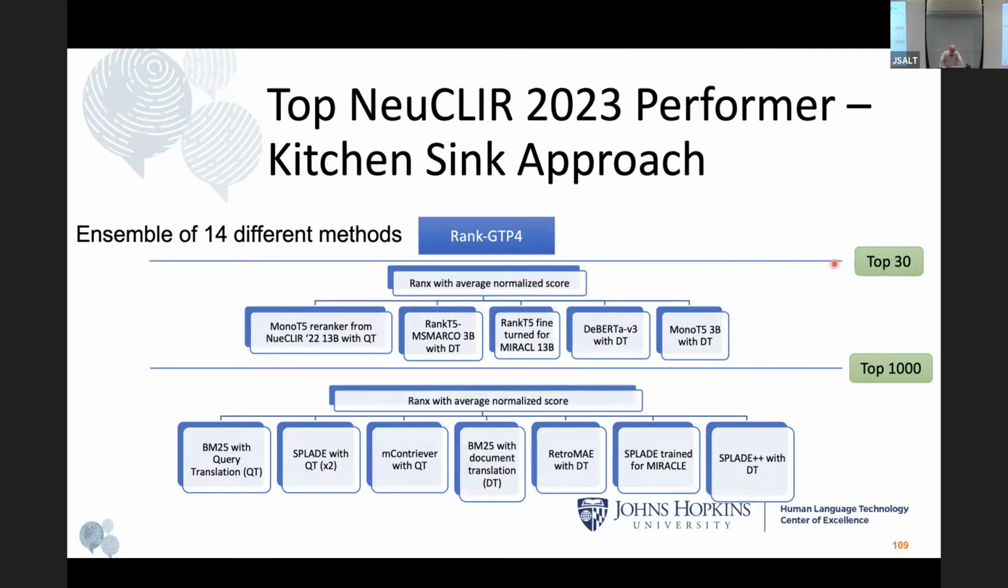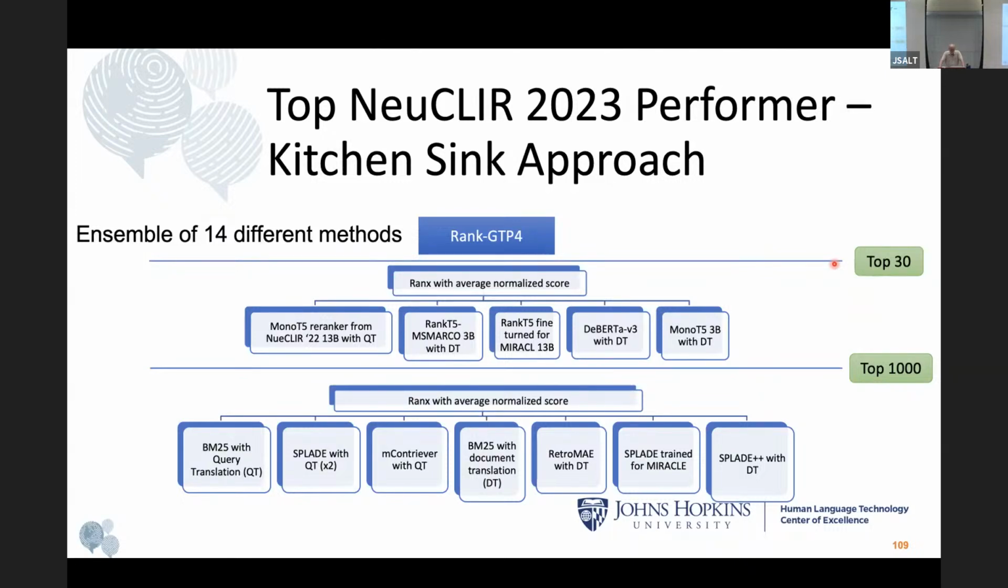And then it fuses those to produce the top 1,000. It takes the top 1,000 documents from each one of those. You get 1,000 documents, and then you run more systems and take the top 30 off of those. Those systems are more expensive because you only have 1,000 documents to look at, not the entire collection.